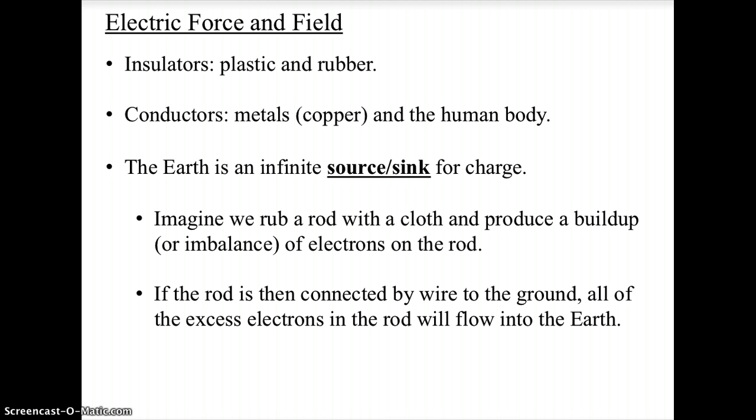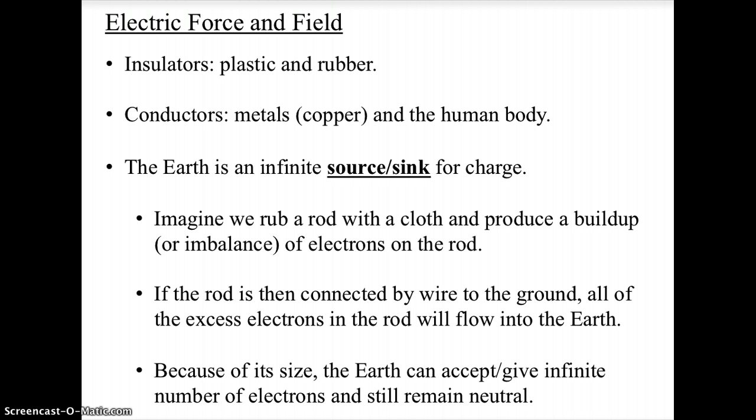So if you take a rod and you connect it by wire to the ground, the excess electrons in the rod will flow into the earth and they will neutralize in that way. And the earth will still remain neutral because of its huge size, because it has so many electrons and protons. So it can accept an infinite number of electrons and still remain neutral. It accepts the electrons from the rod. And likewise, it can also give an infinite number of electrons and still remain neutral.